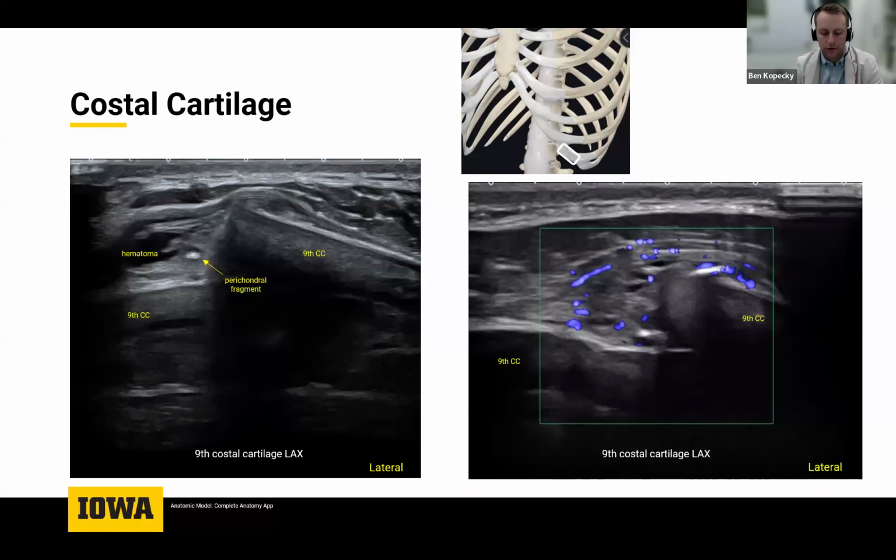There's a superficial anechoic region consistent with hematoma. There's a hypoechoic foci suggestive of a loose perichondral fragment, as well as surrounding edema and increased Doppler flow in the overlying oblique muscle, suggestive of muscle injury.